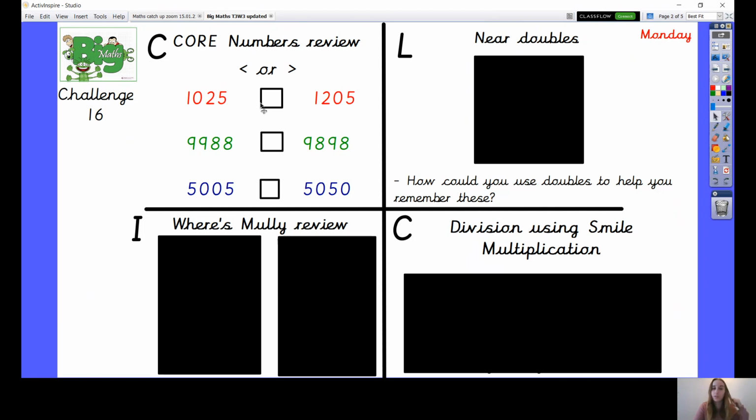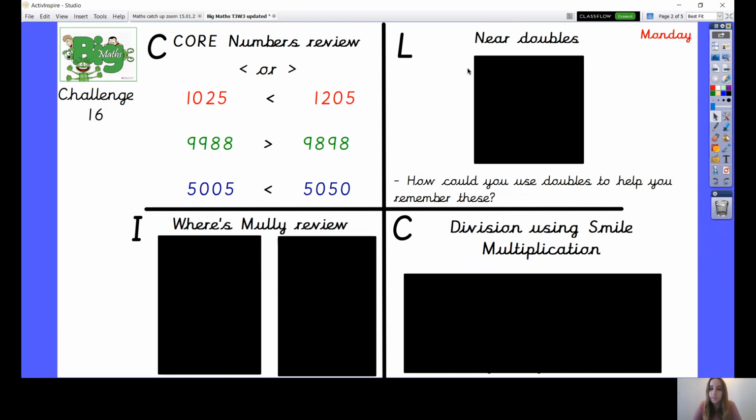Okay, so hopefully you've added your greater than or less than symbols between the numbers. So check your answers now. One way to check that you are correct is to read it out and check it makes sense when you say it. So 1025 is less than 1205. 9988 is more than 9898. And 5005 is less than 5050.